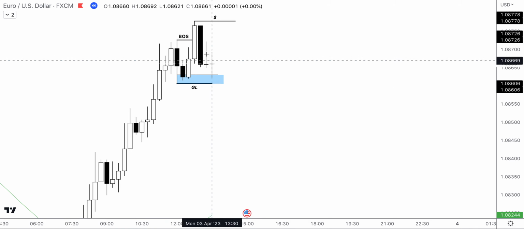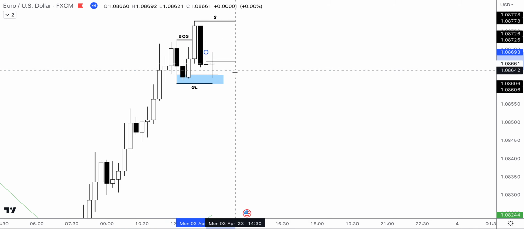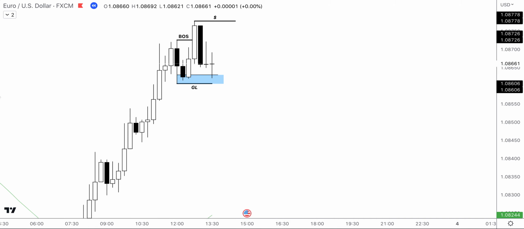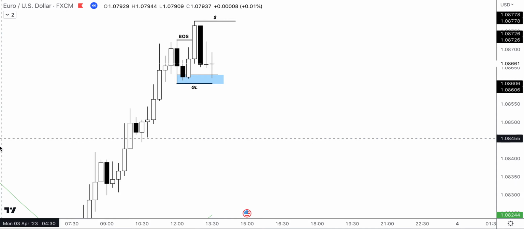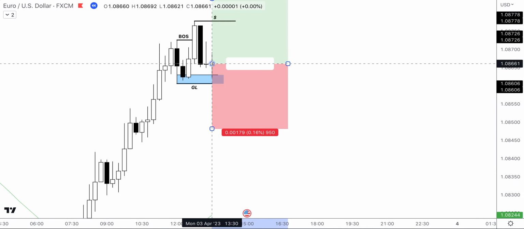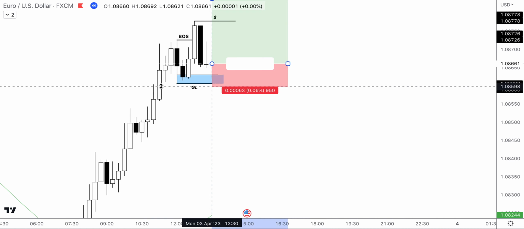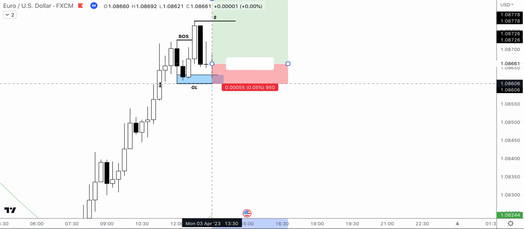And when we're looking for rejections, we want to see at least a 50% rejection on that candle, which you can see we definitely get there. Okay, so that's more than enough for me to enter this long trade. So we'd enter on the close of this candle. Okay, stop loss goes a couple pips below our guarded low. So you can see it's 5.5 pips to the guarded low.